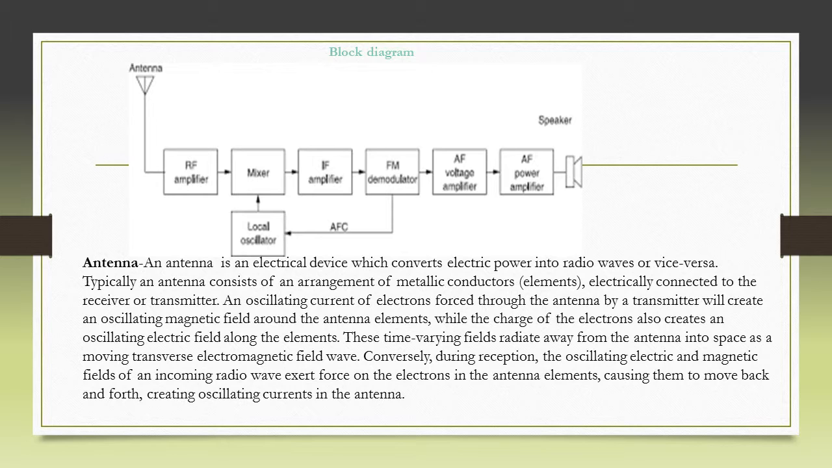These time-varying fields radiate away from the antenna into space as a moving transverse electromagnetic field wave. Conversely, during reception, the oscillating electric and magnetic field of an incoming radio wave exert force on the electrons in the antenna elements, causing them to move back and forth, creating oscillating current in the antenna.